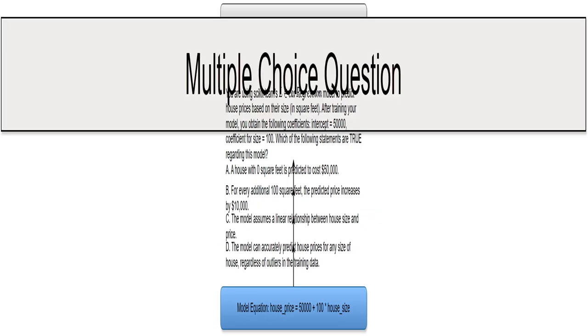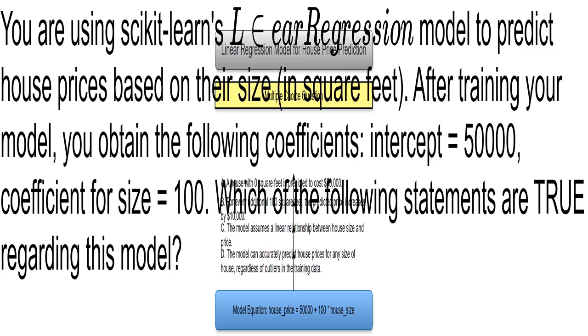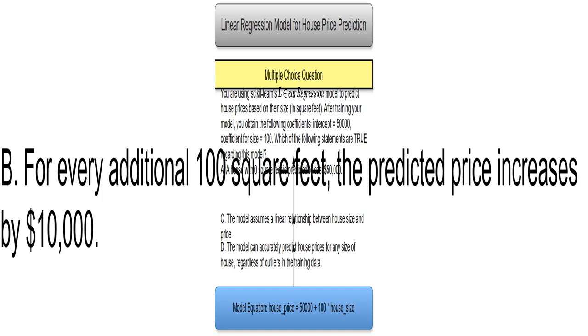I'm presenting a multiple choice quiz to test your understanding of this linear regression model and its parameters. Let's plug in 0 for the house size into my equation. Price equals 50,000 plus 100 times 0 equals 50,000. So, yes, the model predicts a $50,000 price for a 0 square foot house. If the house size increases by 100, the price change is 100 times 100 equals 10,000. Therefore, a 100 square foot increase adds $10,000 to the price prediction.